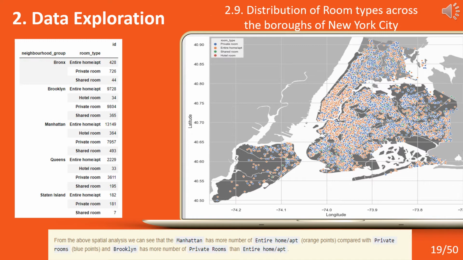In this plot, we see the distribution of room types across the boroughs of New York City. From the above spatial analysis, we can see that Manhattan has more entire homes and apartments, orange points in the graph, compared with private rooms, blue points, and Brooklyn has more private rooms than entire homes and apartments.